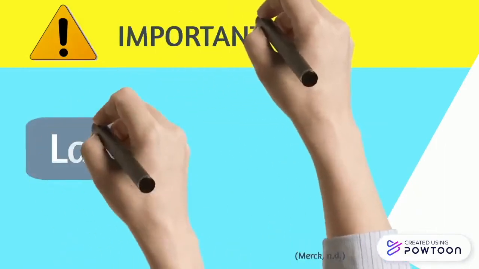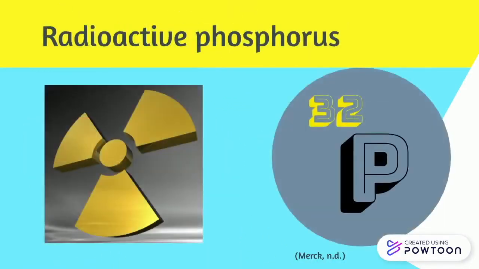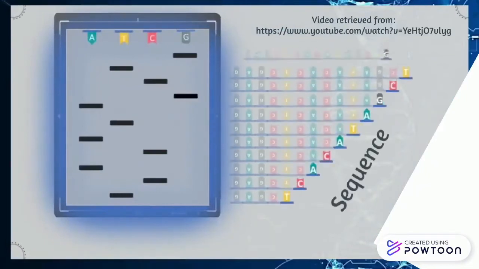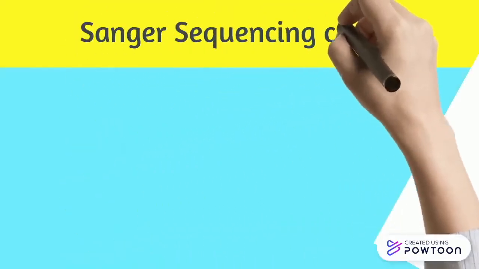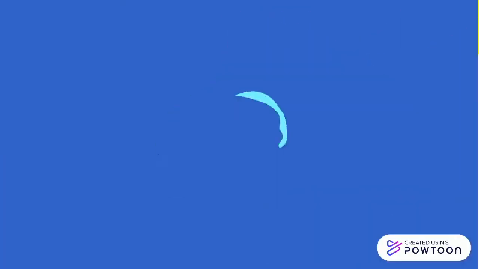It is important to label either a primer or a dNTP with radioactive phosphorus, 32P, in order to be able to see the DNA bands in the X-ray film. Overnight, the DNA fragments will expose the X-ray film, and the fragments will be visible in the sequence ready to read. Finally, it's worth mentioning that Sanger sequencing can be conducted either manually or in an automated manner.